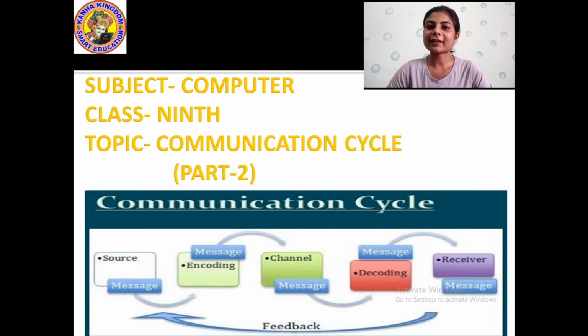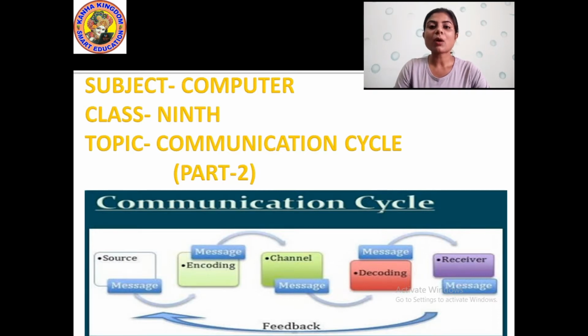So students, let us complete the second part of the first chapter of computer, that is communication cycle. In the last class we studied about communication, the features of effective communication, the importance of communication skills, the impact of effective communication on our lives, and elements of the communication cycle. These were the topics that we studied in the last class. We completed till elements of the communication cycle.